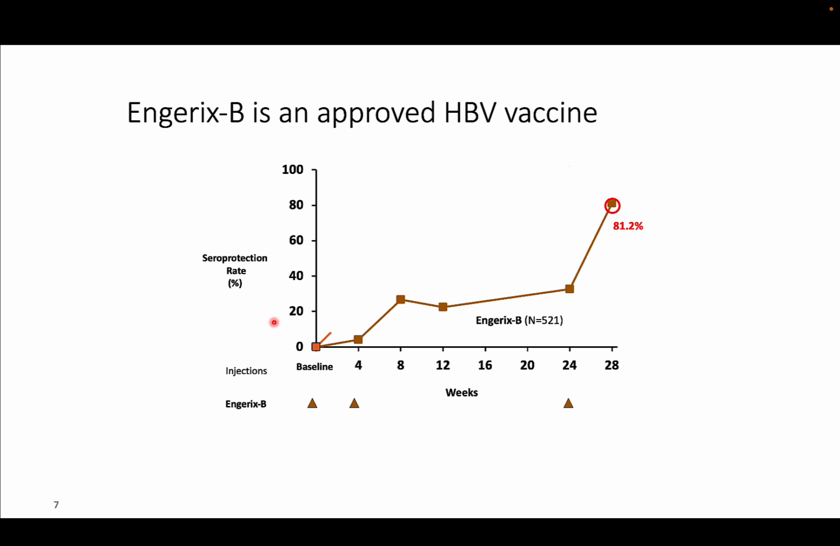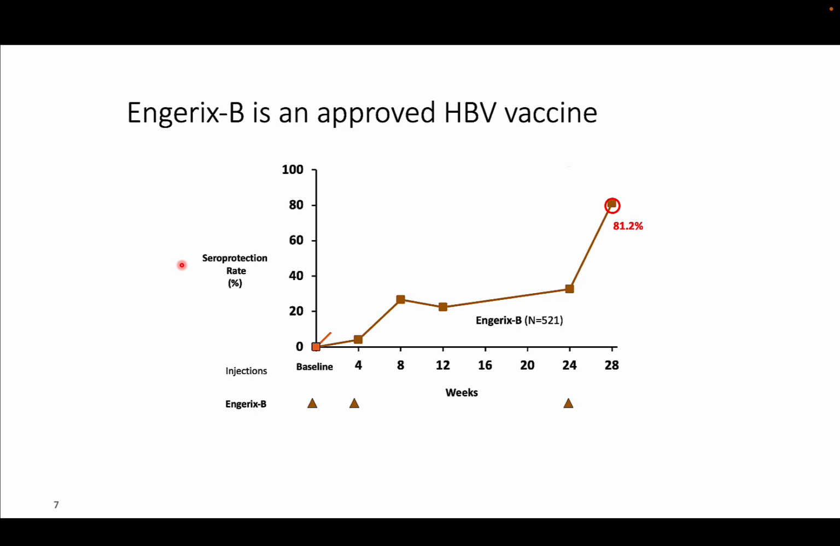And adding alum to the hepatitis B surface antigen leads to the production of antibodies that can protect against hepatitis B infection. The approved regimen of vaccination with Engerix B is 3 doses at the baseline, the first dose, then a month later a second dose, and then 6 months later a third dose. And after that third dose at 6 months, about 80% of people normally will achieve protective antibody levels that are known to protect against infection with hepatitis B.